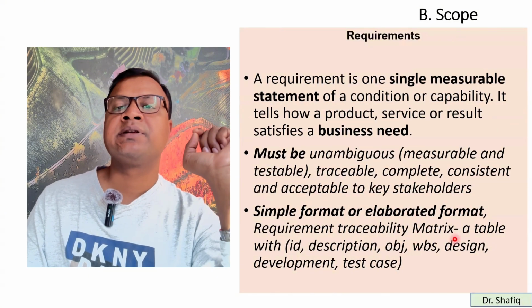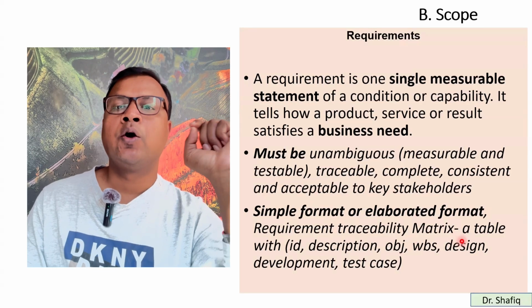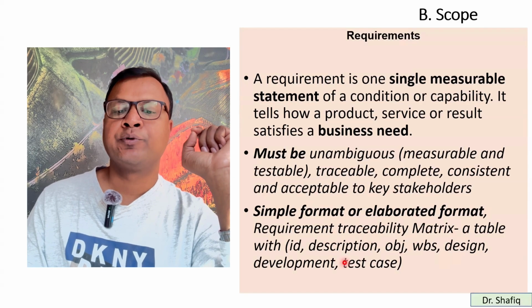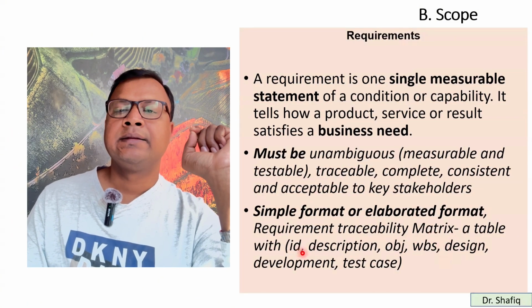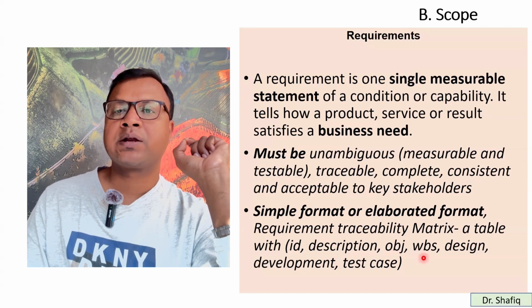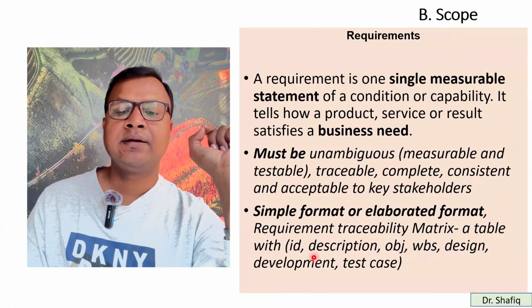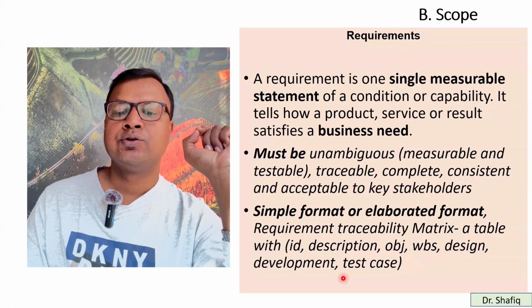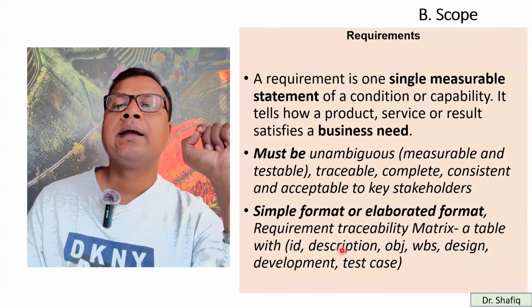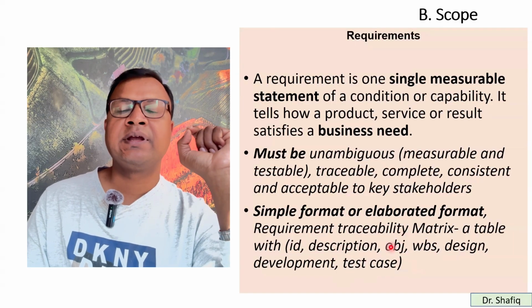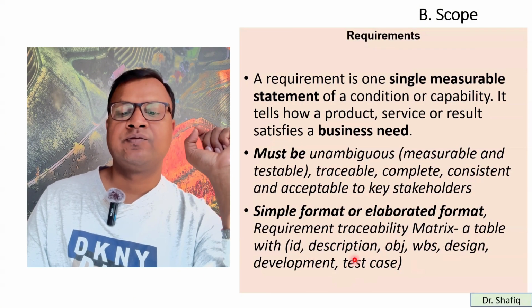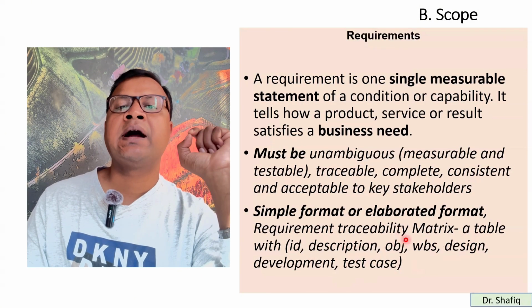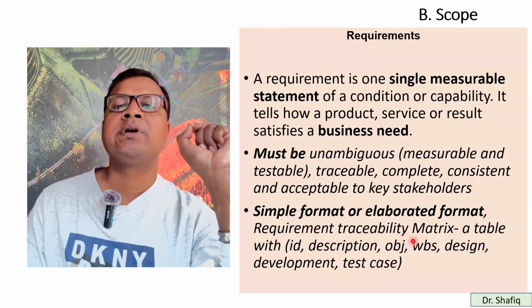Requirements traceability matrix can be made. So the project manager or team lead, the product owner, should make a requirements traceability matrix. That means there will be a table with ID, description, objectives, work breakdown structure, design, development, test case. With all these columns, a product owner or product manager should make a requirements traceability matrix, RTM. From this RTM, you can understand what requirements you need for each of the activities.